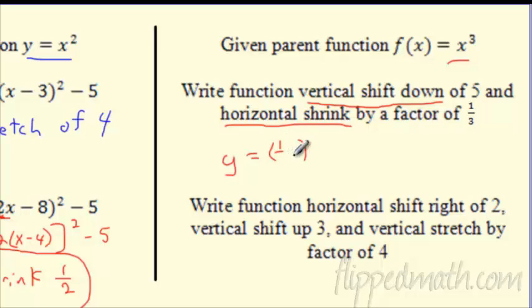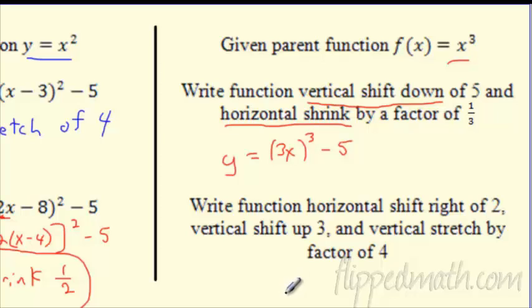Oh, Michael, I almost messed up there. Let's change that. It's a shrink of 3. I can write it straight up. It's opposite of what you would think. So it's (3x) cubed. That will give you a shrink factor of 1/3. And then I want to move it down. I'm just going to go minus 5 over here. Awesome.